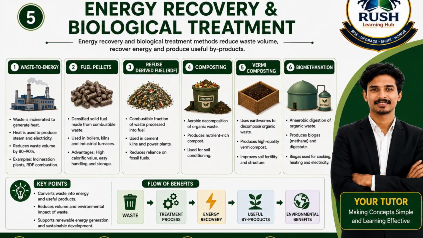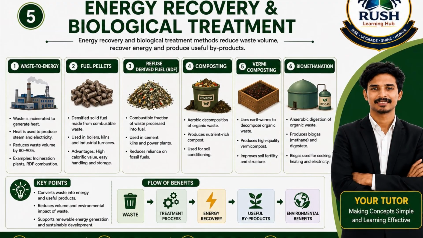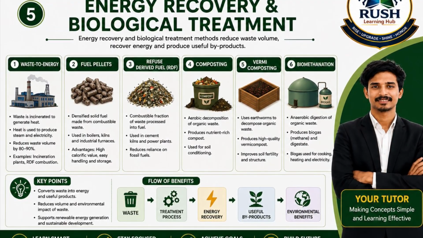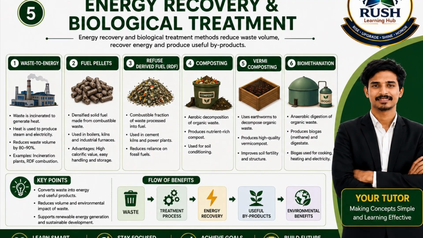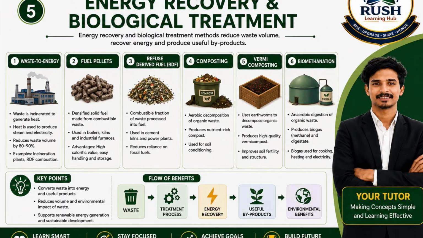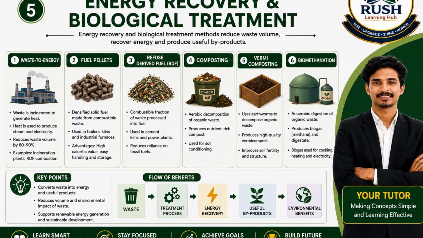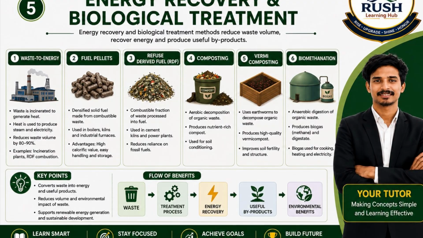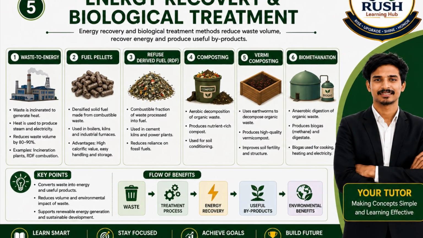One of the simplest methods of energy recovery is the production of fuel pellets. Fuel pellets are manufactured by drying, shredding, compressing, and densifying combustible solid waste. Materials commonly used include paper, cardboard, sawdust, agricultural residues, plastic fractions, and textile waste.